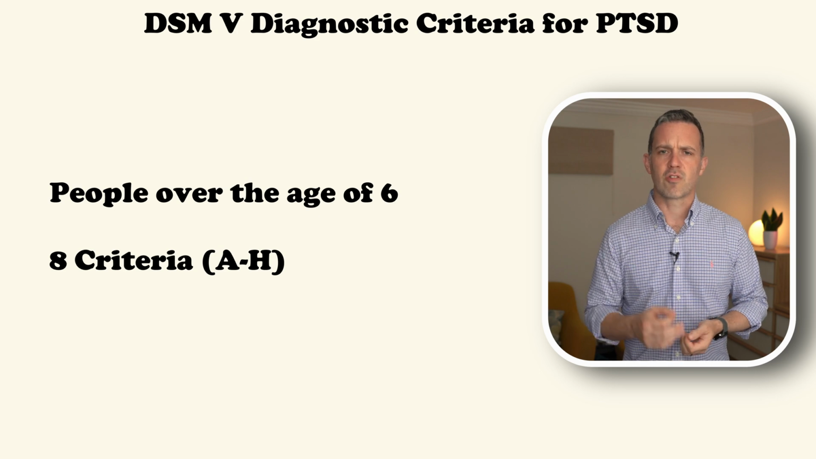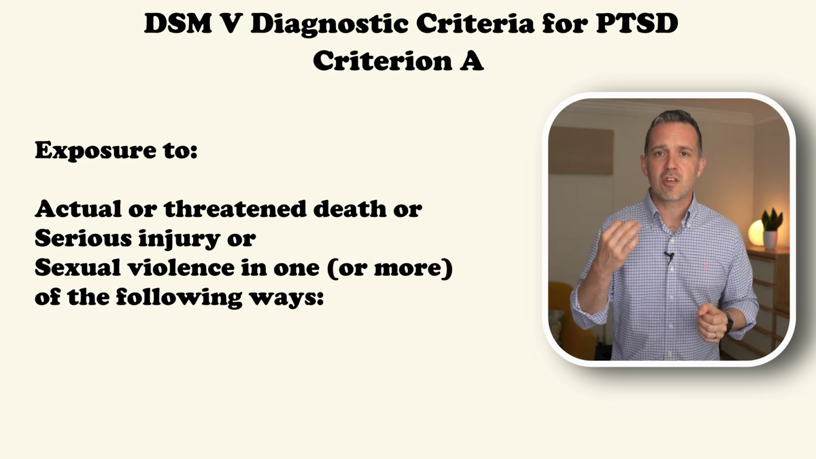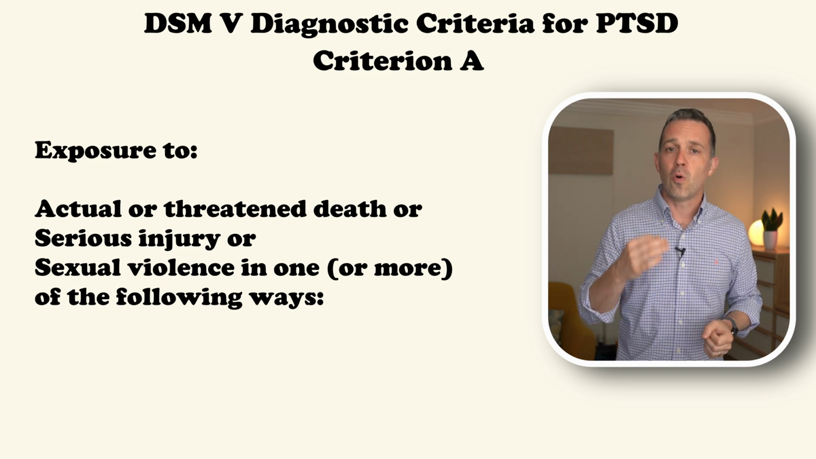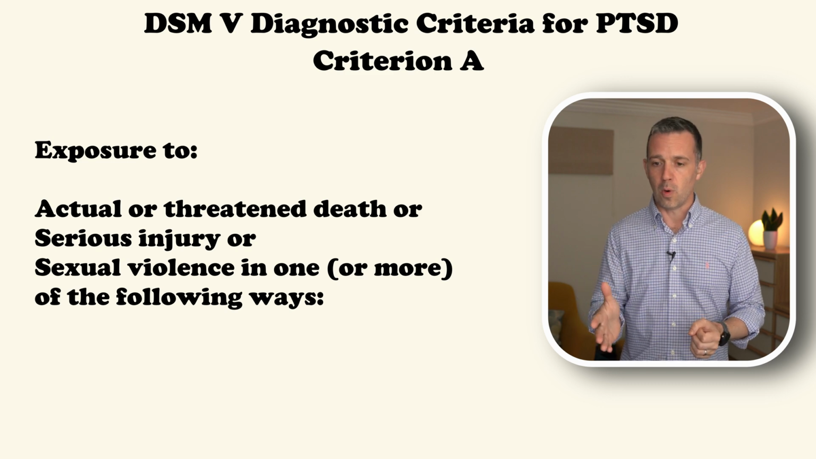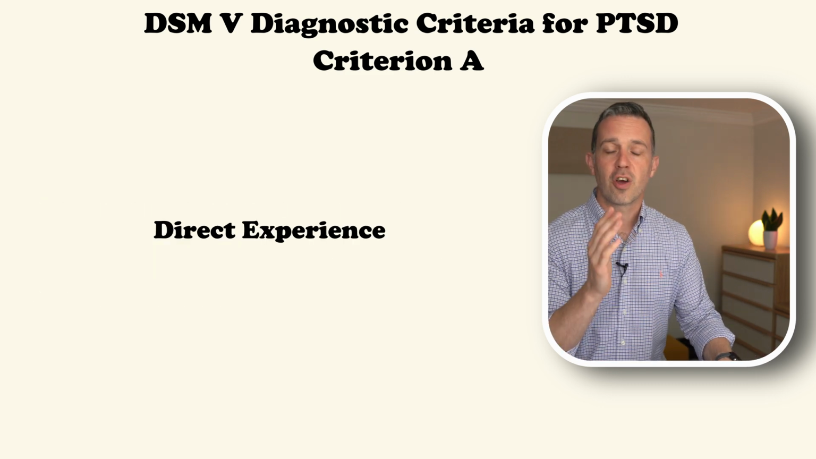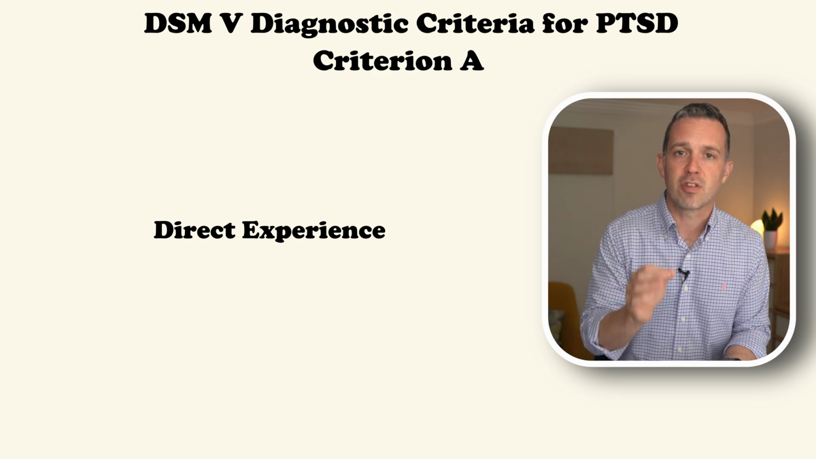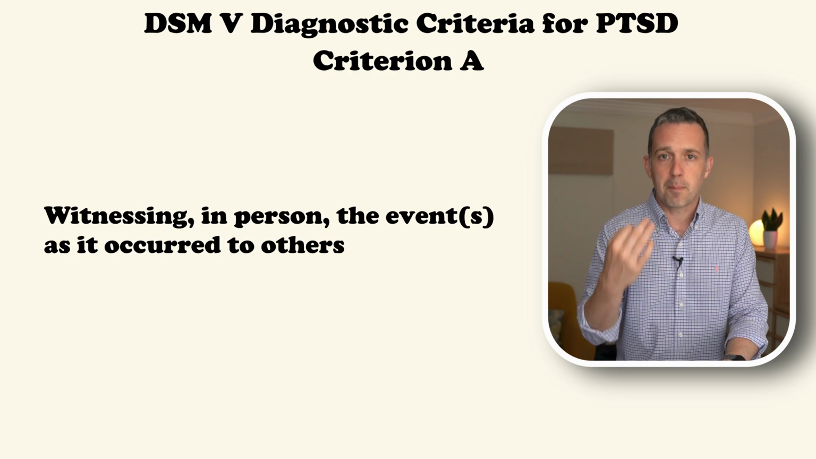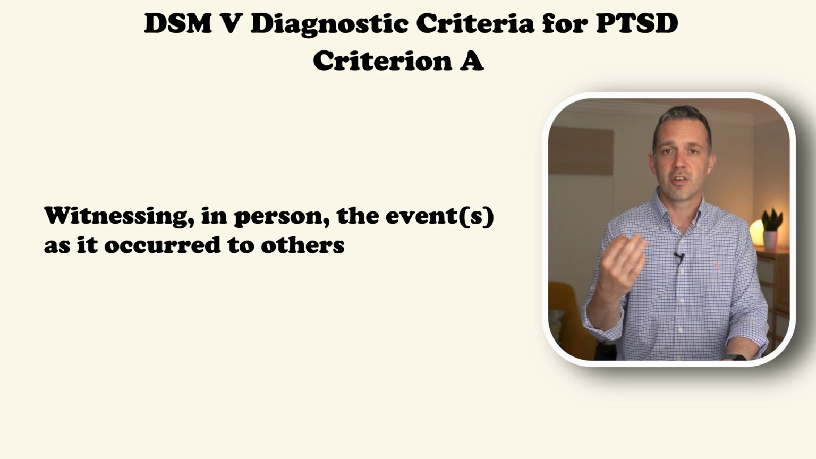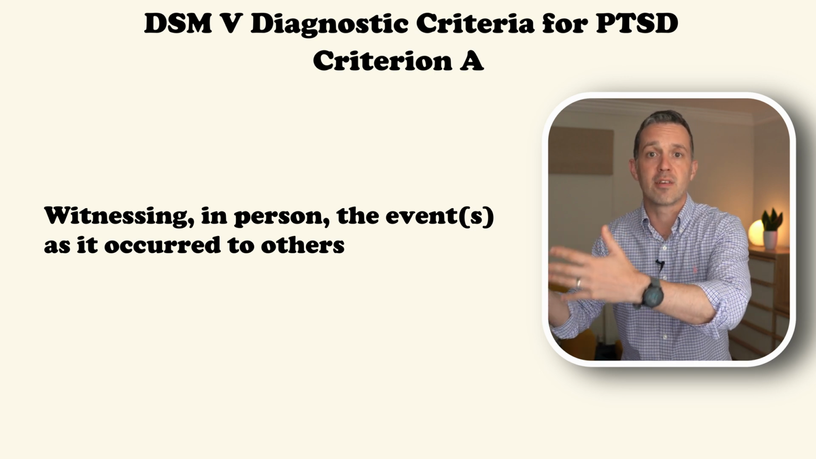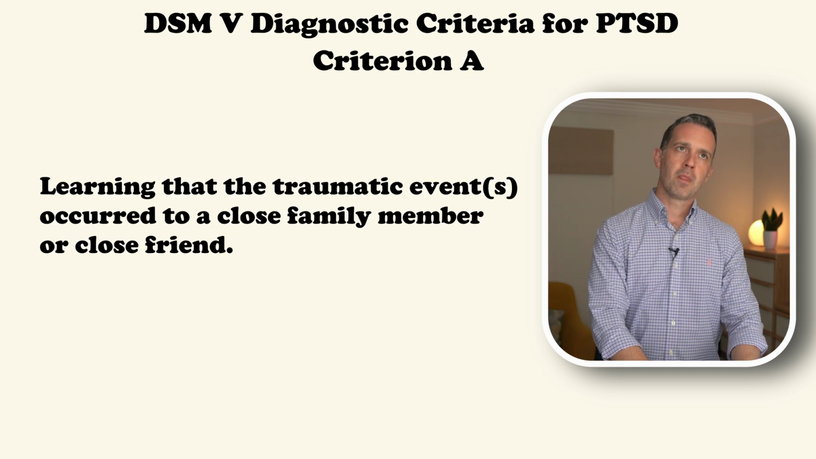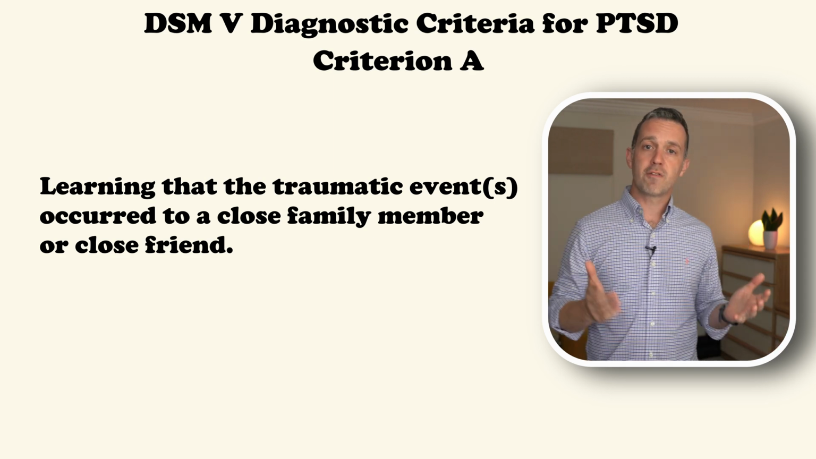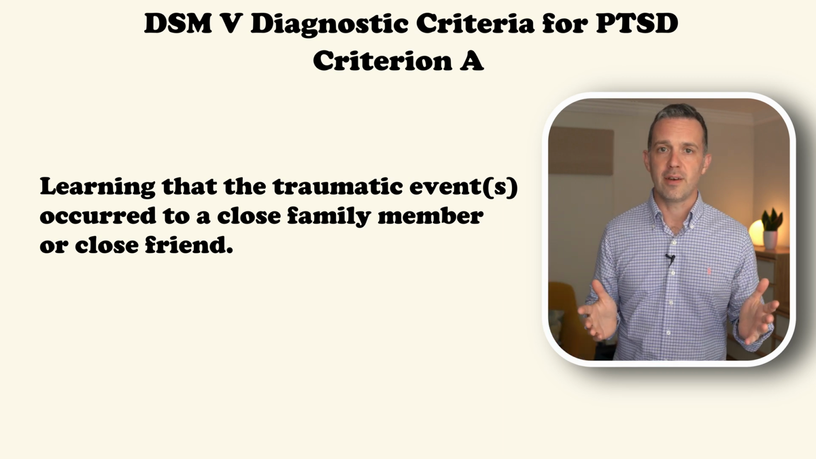So let's start with criterion A. So A, there must be exposure to actual or threatened death, serious injury, or sexual violence in one or more of the following ways. So you directly experience the traumatic event. In other words, it happened to you. Then we have witnessing in person the event as it occurred to others. So you saw it happening to someone else. A third way is learning that the traumatic event occurred to a close family member or a close friend.